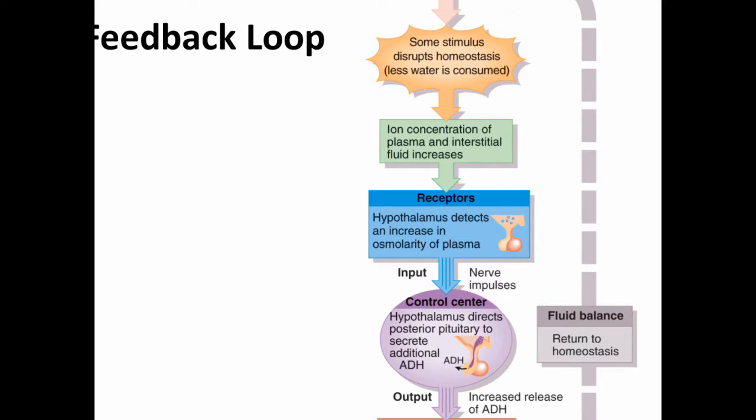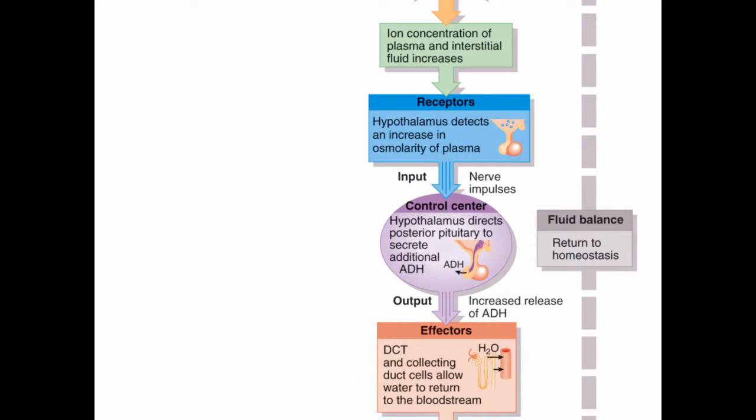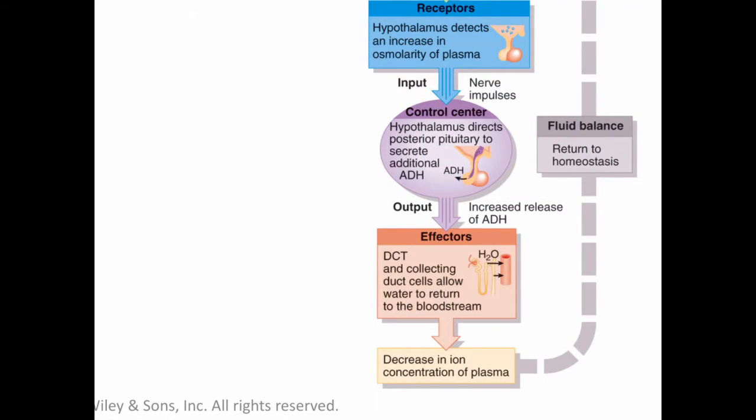This is detected by the hypothalamus, and therefore the hypothalamus will facilitate the release of your ADH. The hypothalamus will tell your posterior pituitary gland to secrete the ADH, the antidiuretic hormone. Now, what is the action of this antidiuretic hormone? The antidiuretic hormone will tell the DCT to allow water to return, to collect more water in the distal convoluted tubule. Why only the distal convoluted tubule?